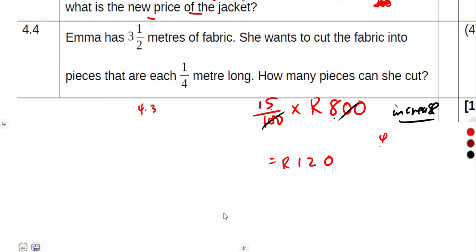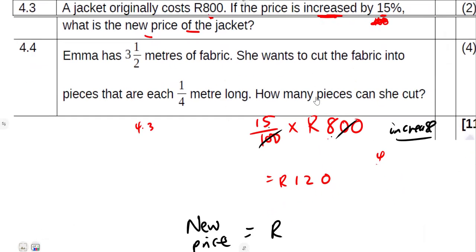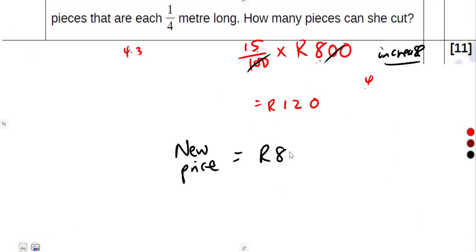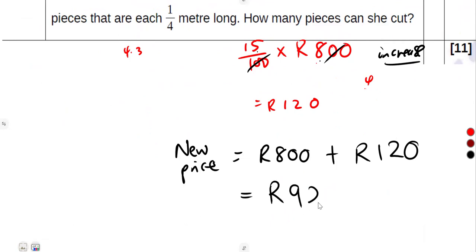So meaning to say, the new price is going to be what? Since there is an increase, you're going to take the original price of the jacket, which is 800. Original price plus an increase, you add. So you're going to add 120. So still, that gives the same answer of 920, which is the new price. The question here is on the new price. It is not about the increase. It is about the new price after the increase has taken place.